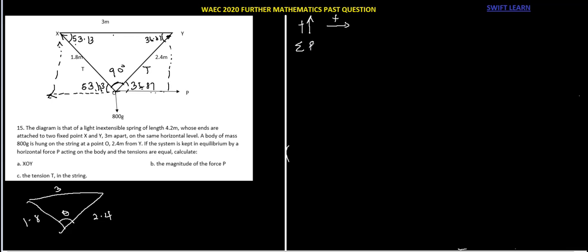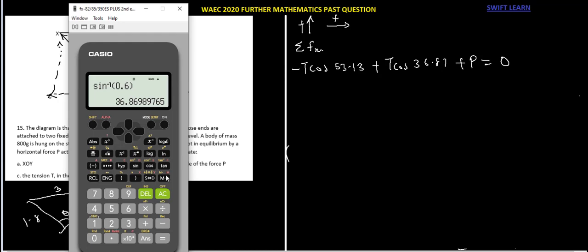So let's get the summation of horizontal components, and we equate it to 0 because it's in equilibrium. So for horizontal, this one, when it's moving this way, it will be negative, so that will be minus T cos 53.13. This one will be moving this way, right? That will be plus T cos 36.87, then plus P equals 0.